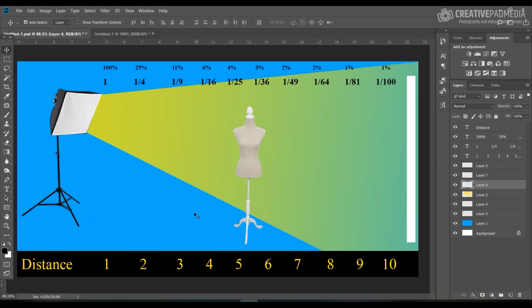Now I know it sounds a bit technical, but once you see the demo which is about to follow, the exercise that we'll be doing in the studio room in this video is just a very simple concept. But let's first understand this in a technical manner. So first of all, what is the inverse square law of light?